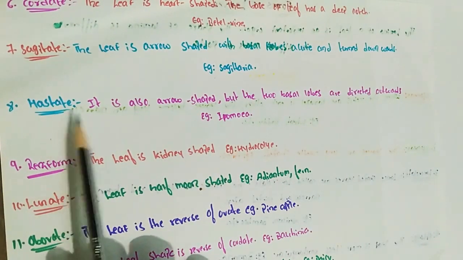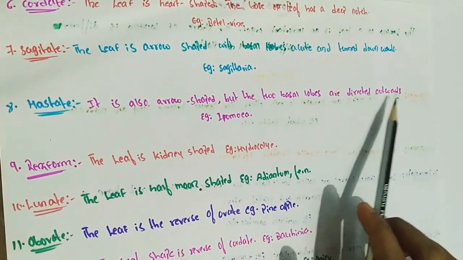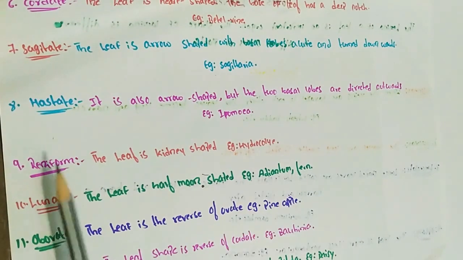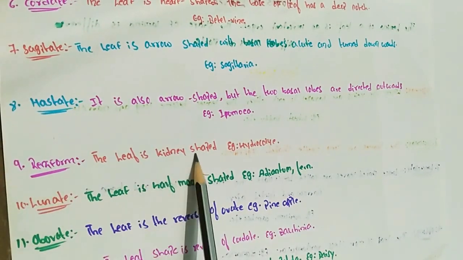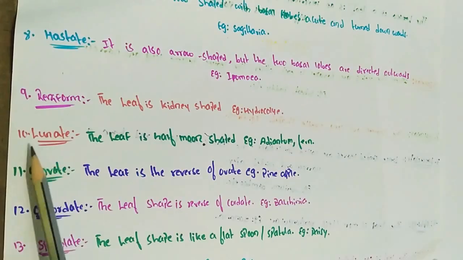Eighth type, hastate. It is also arrow shaped, but the two lobes are directed outwards. Example, Ipomoea. Ninth type, reniform. The leaf is kidney shaped, like a bean. Example, Hydrocotyle.